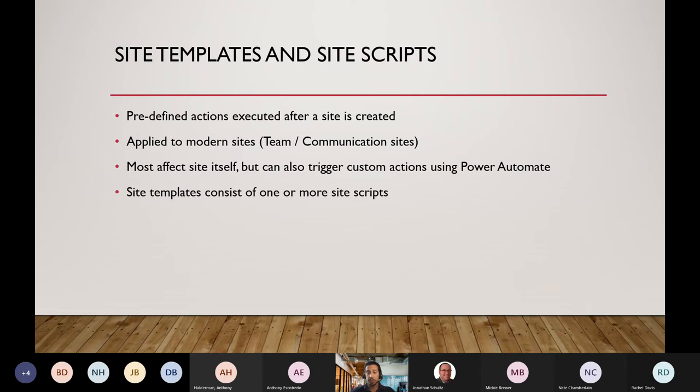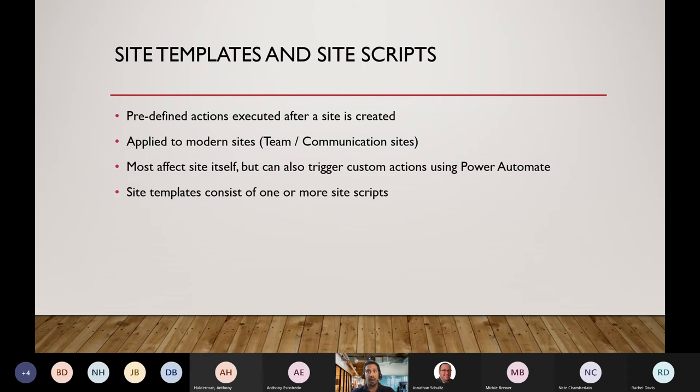So as I mentioned, most of the scripts affect the site itself, but you could also trigger custom actions using Power Automate. So let's say you've applied a site template and now you want to send a Teams notification to an administrator that the site template was applied or this site was created. You could do so, or you could send a trigger to trigger PnP provisioning and do some more advanced capabilities and SharePoint site modifications that you can't do out of the box with site scripts or site templates.